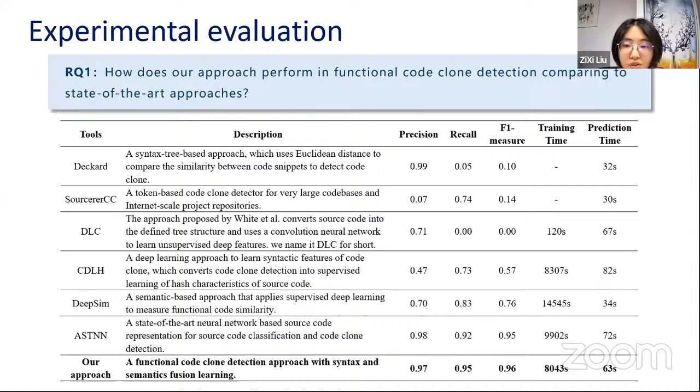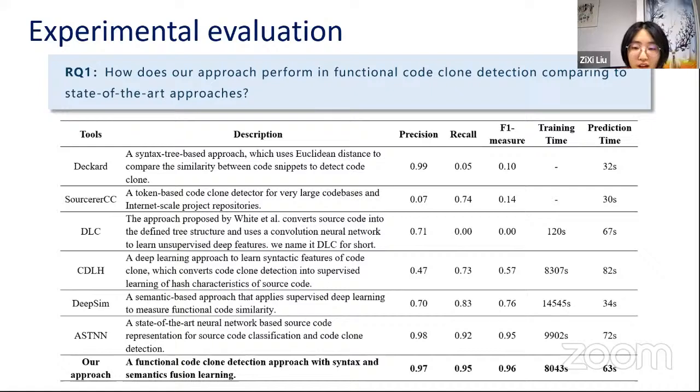As can be concluded, CD, LH, DeepSim, ASTNN, and our approach have the ability to detect functional clones, and our approach achieves the highest F1 score among all approaches. Compared with ASTNN, our approach achieves higher recall at the sacrifice of a little precision. This is mainly because our approach leverages both syntactic and semantic information in functionality.